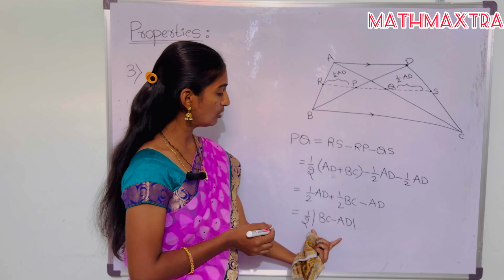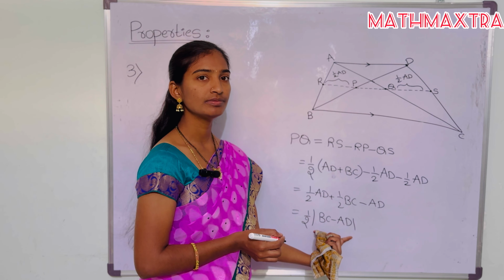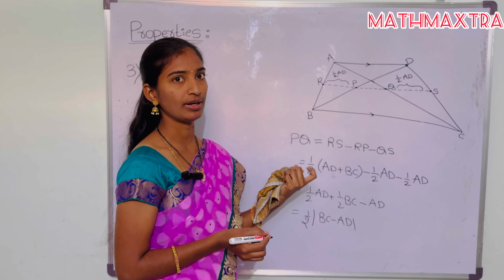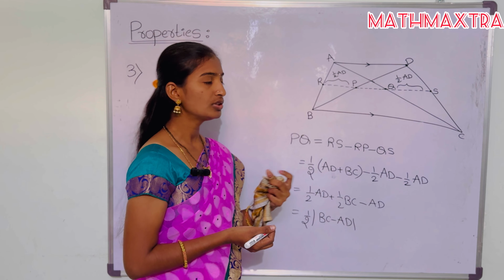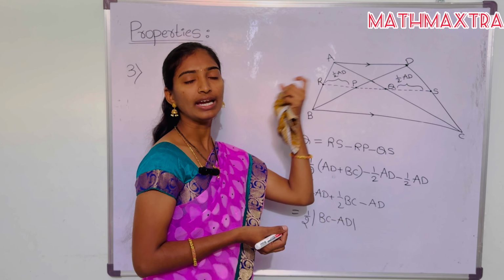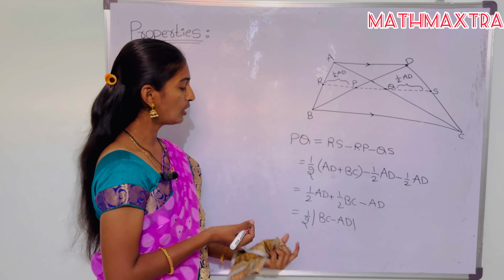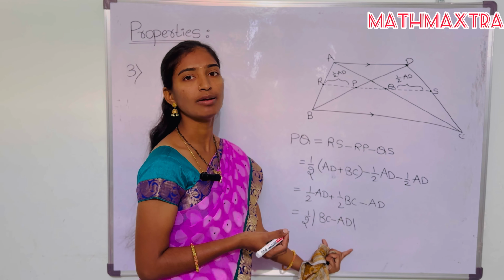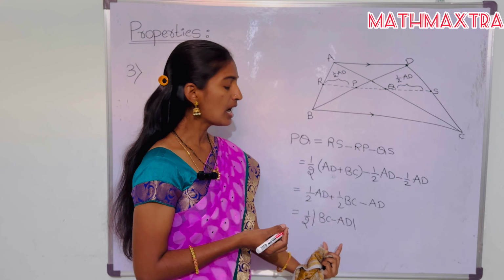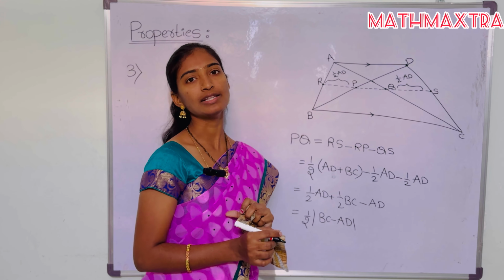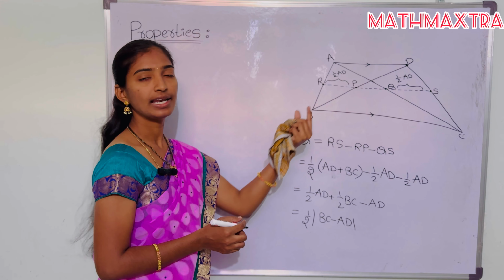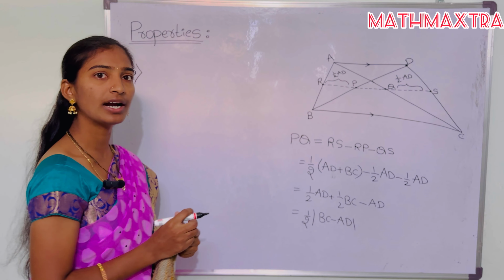So why do we need to denote it in the modulus? Because this PQ is the length of a line segment, and length cannot be negative, right? We don't know which side is greater, whether BC is greater or AD is greater. That is why we always represent this difference in the modulus form. So the length of this PQ is simply half of the difference of the two parallel sides. By this we can calculate the length of PQ. This is the third property.